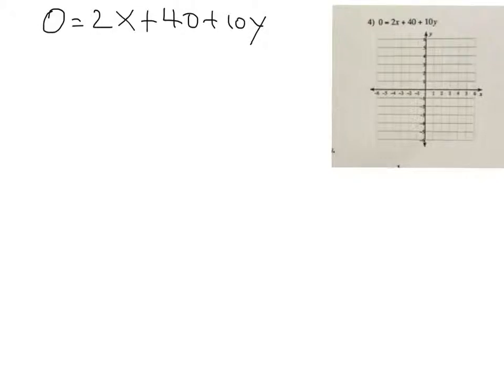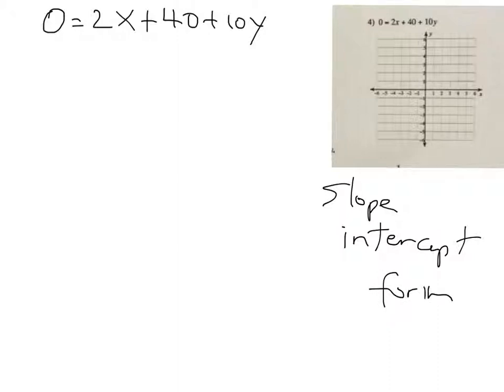As we can see, we have 0 equals 2x plus 40 plus 10y. When we graph, the method that we're going to use right now is called slope-intercept form, which is basically writing the equation y equals mx plus b. That's the whole idea.